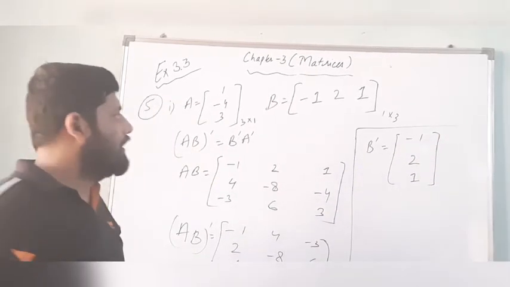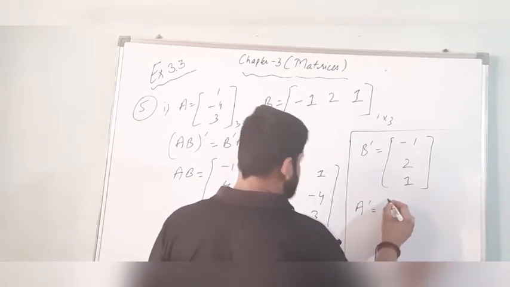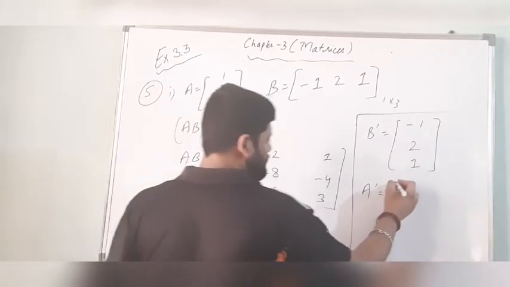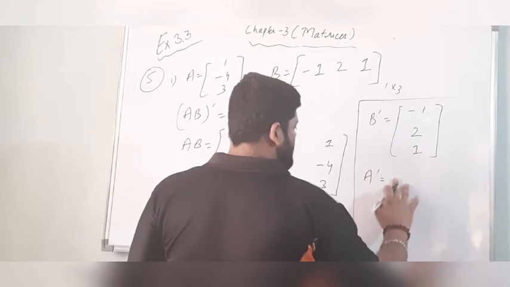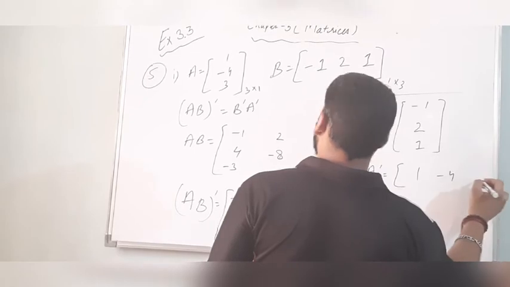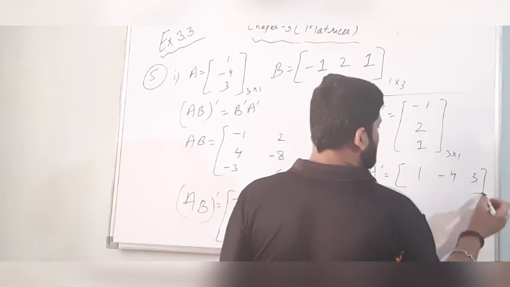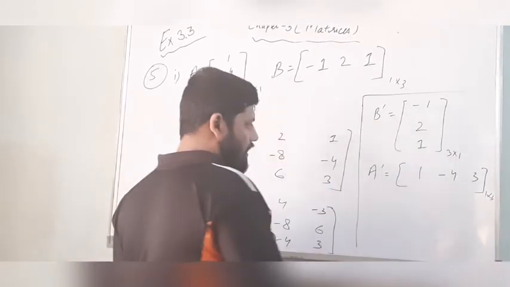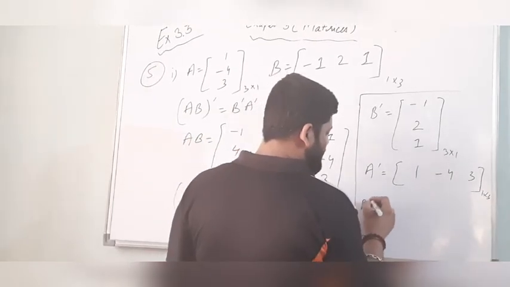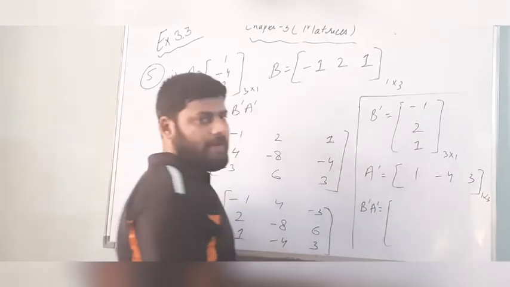Okay. Now A transpose is row column. So it will become what? 1, -4 and 3. Now, we know that this is 3 by 1 matrix and this is 1 by 3 matrix. We can easily find out the product. So product will be, we will find B transpose multiplied by A transpose. That is, let's see, 3 by 3 matrix आएगी हमें पता है.